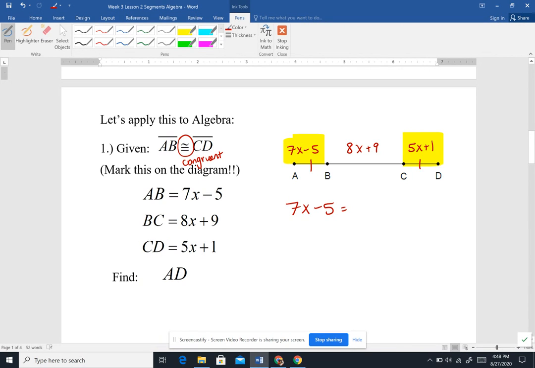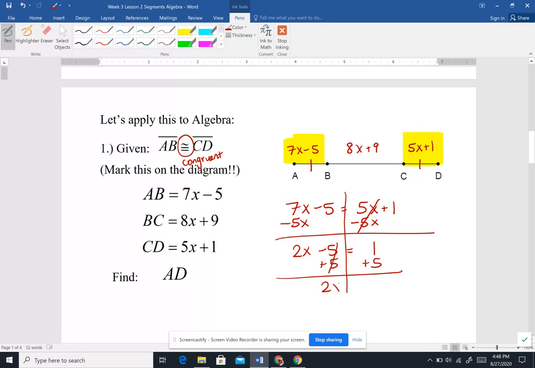Segment AB is congruent to segment CD, so their expressions can be set equal to each other. And then I just solve this just like I solved equations in algebra last year. I'm going to subtract 5x from both sides of the equation. Some of you like to draw a line to keep the two sides of your equation straight. 2x minus 5 equals 1. So now I'm going to add 5 to both sides. 2x equals 6. And then don't forget that the last step is you divide. So x equals 3.